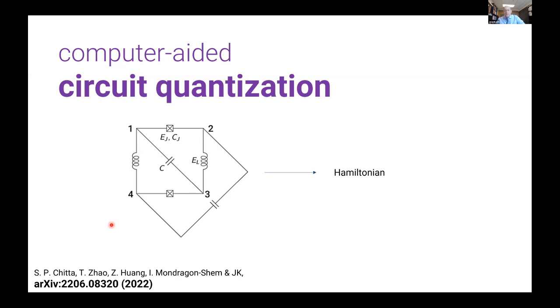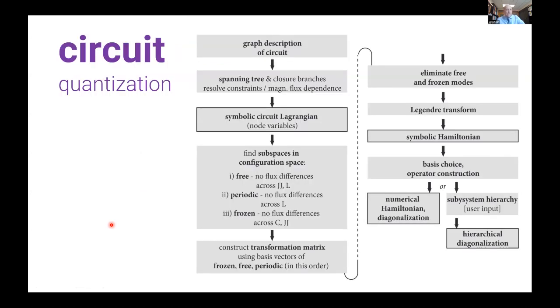Circuit quantization, here's a schematic of the workflow for that. And you see there's indeed a number of steps. So let me perhaps not go through all of this in detail, but again, give you an overall flavor of what's involved. So you would start with a graph description, perhaps, of your circuit, just saying that they're individual nodes, they're connected by branches, and those branches are elements like capacitors, inductors, and junctions.